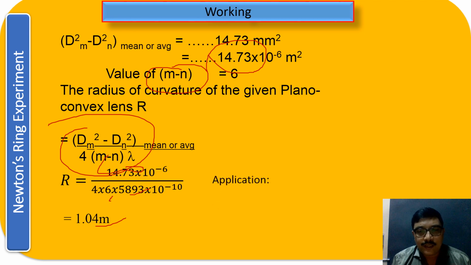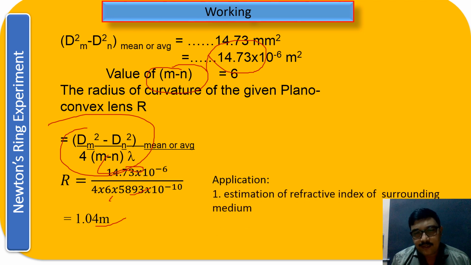Okay, now what are the applications of this experiment? Number one, you can estimate the refractive index of the surrounding medium. Imagine this is a plano convex lens and this is a glass plate, right? Between the two there is air, no? You can calculate the refractive index of the medium surrounding the plano convex lens and the glass plate.